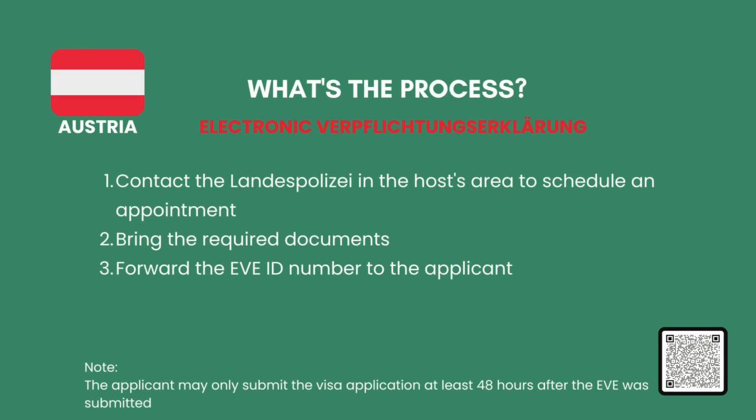Okay, so the first one is Austria. So for Austria, it's called the elektronische Verpflichtungserklärung-einladung, so EVE. So the first thing that your sponsor has to do is to contact the Landespolizei and to schedule an appointment. After this appointment has been given, he has to bring the required documents.